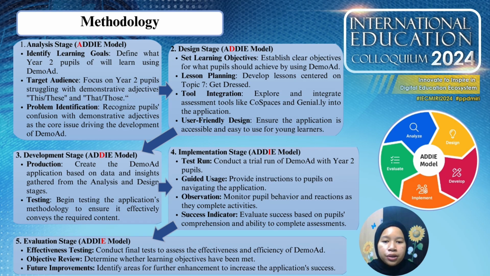And then the success criteria or success indicator is evaluated when the pupils can achieve or not the objectives of my research, my innovation. And then lastly, for the evaluation stage, I make sure I test the effectiveness of my innovation. And then the objective review. I make sure to review back the objectives of my innovation in the first place. And then future improvements. What can I improve to make the innovation better?